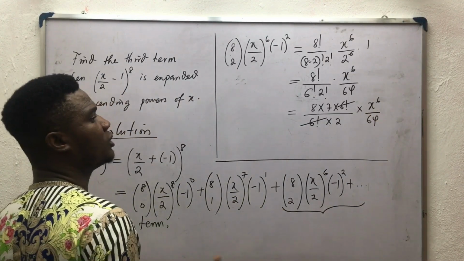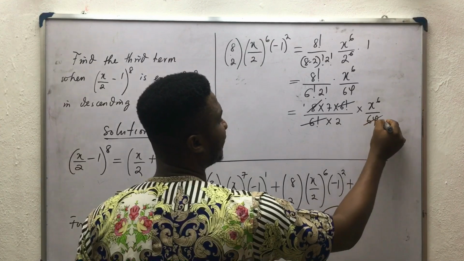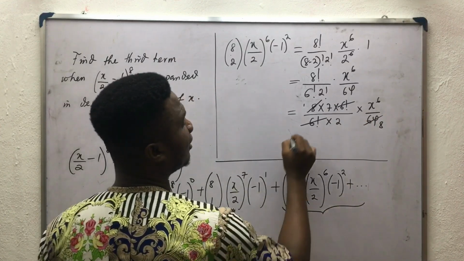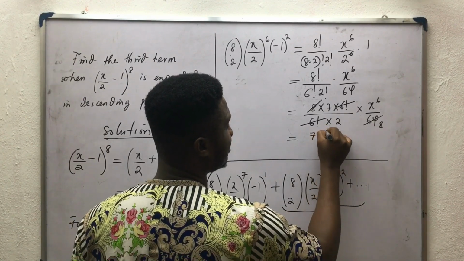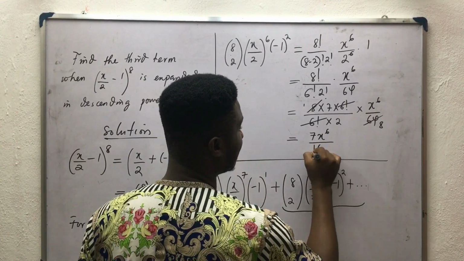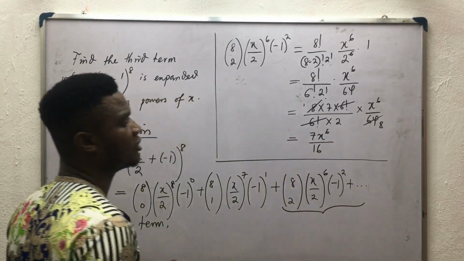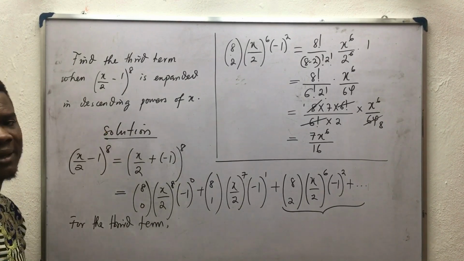So what do I do? 8 can of course cancel 64, leaving me with 8. So I'll end up having my result as 7 times x raised to the power 6 divided by 2 times 8, which is 16. So this will be the third term of this expansion in descending powers of x.